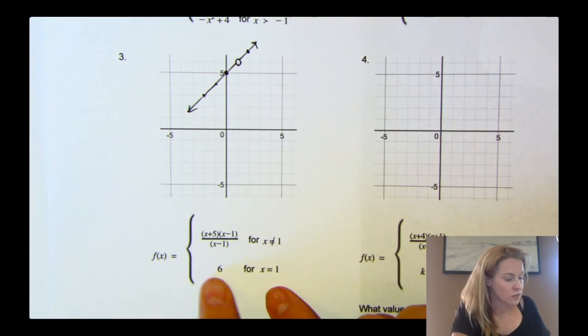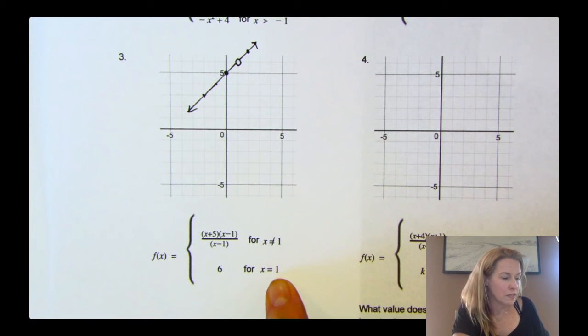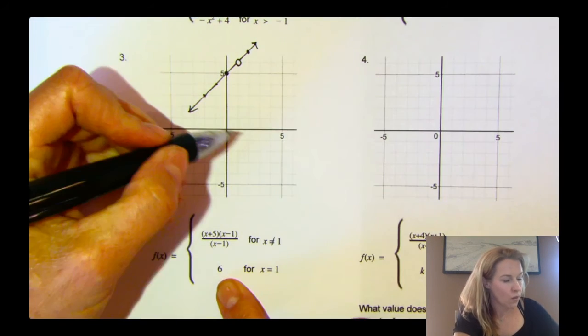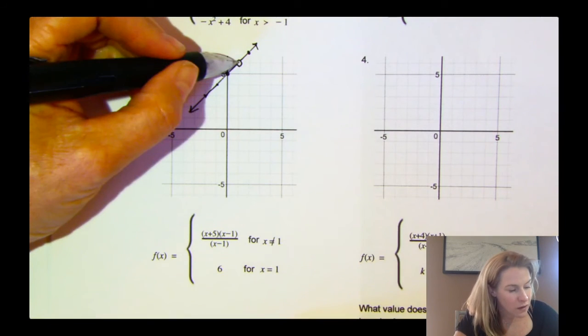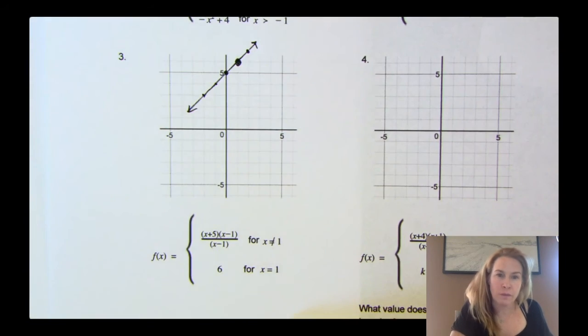The rest of the function says, okay, when x is 1, the output value is 6. And coincidentally, 1, 6 is exactly where that hole is. So this value of 6, in effect, fills the hole.